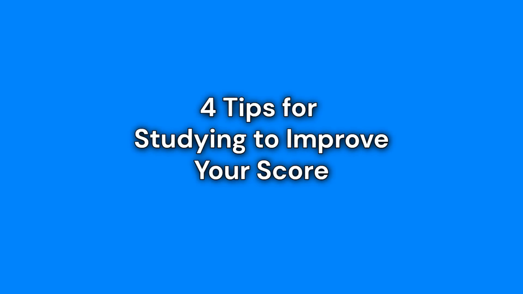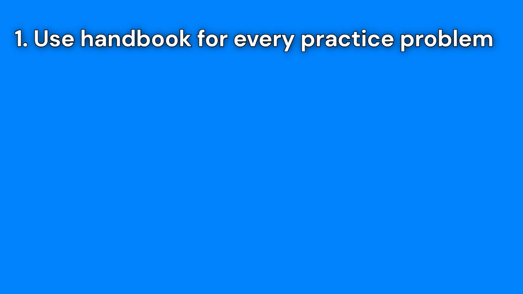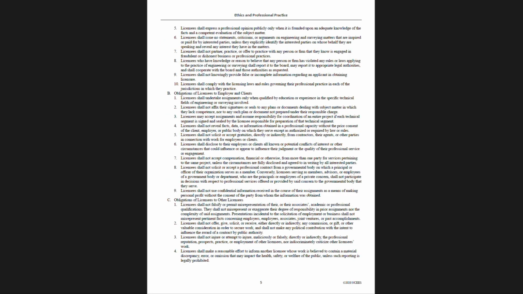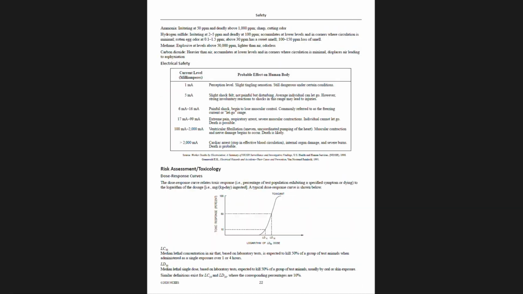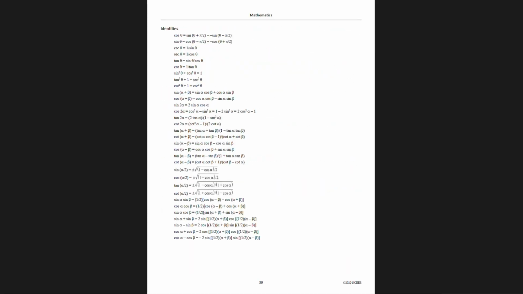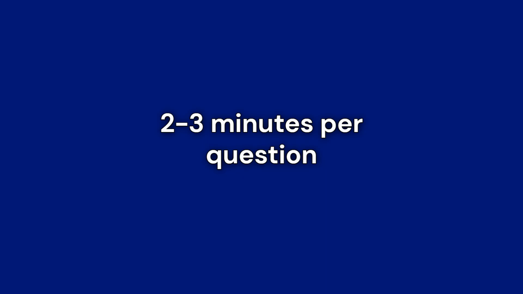Here are 4 things to do when studying to improve your performance. Number 1. Use the handbook for every practice problem. Never solve a problem without opening the PDF. You need to build muscle memory. 2. Time yourself. In taking a test with a 500-page reference handbook and 110 questions, time is a precious commodity. Try limiting yourself to 2 to 3 minutes per problem while using the handbook.